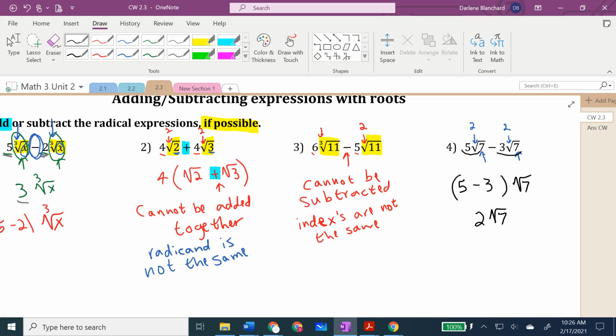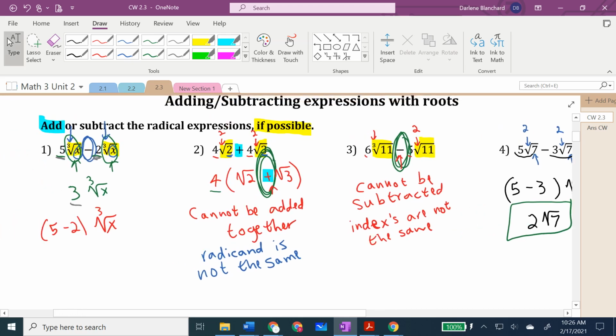So again, it's really important that you know when you are able to take 2 expressions between addition and subtraction and smush them into one expression, or if you're stuck with an addition or stuck with a subtraction. While you might be able to factor something out, if that index and radicand don't match, you will still have an addition or subtraction. But you can see with numbers 1 and 4 that the final answers do not have addition or subtraction left over in them.